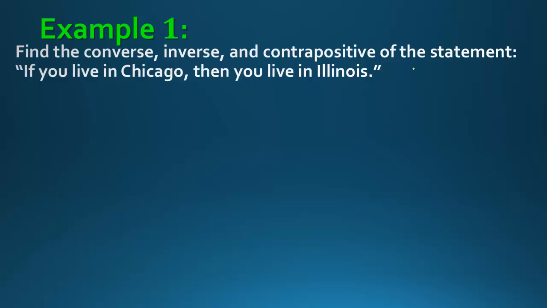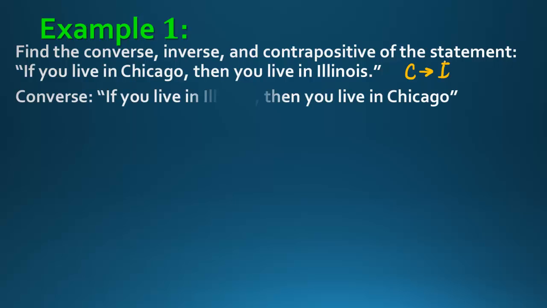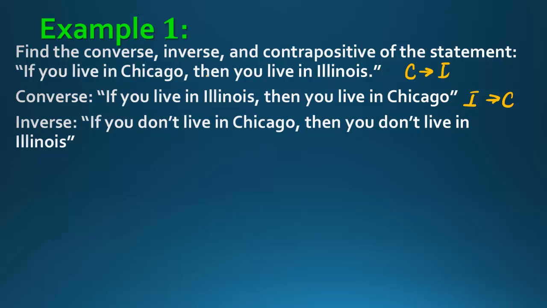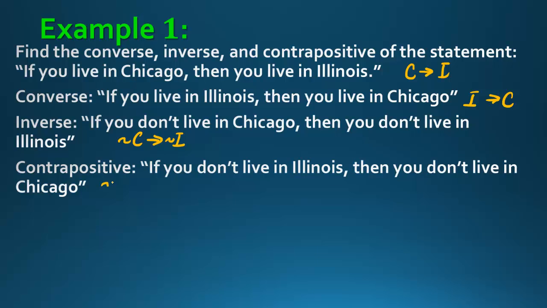So if it helps, you could shorthand and say if Chicago, then Illinois. So the converse would be, if you flipped it, if you live in Illinois, then you live in Chicago. The inverse would be, if you don't live in Chicago, then you don't live in Illinois. And the contrapositive would be, if you don't live in Illinois, then you don't live in Chicago. Okay? Now, as you can tell from this, these aren't always true.